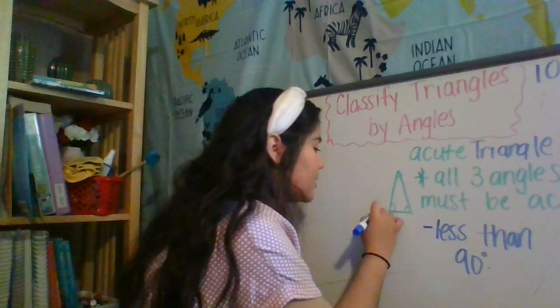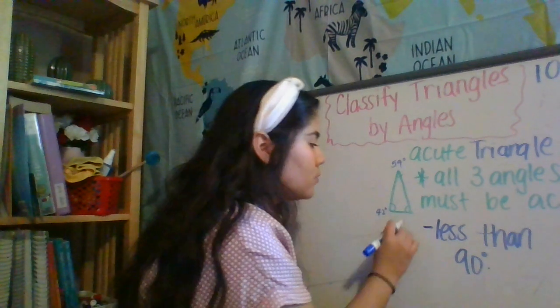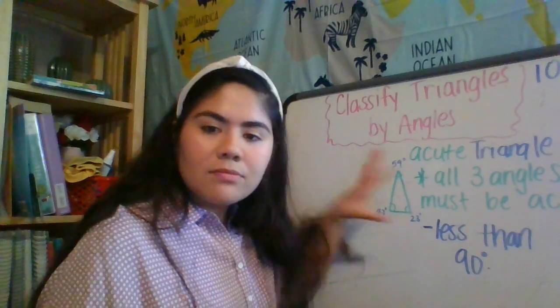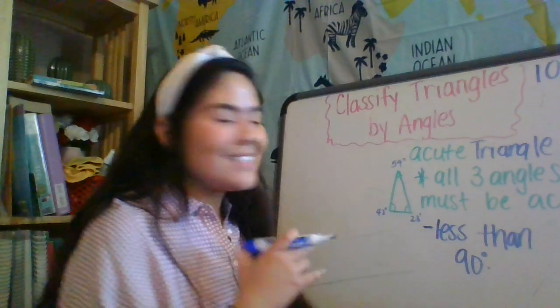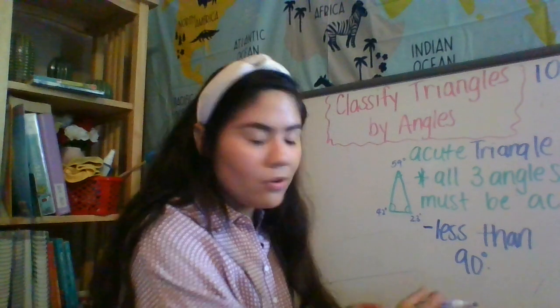less than 90. For example, this could be 42 degrees, this one could be 59, and this one could be, I don't know, 23 for all we know. That's not right, I'm just putting examples there, right? Because each of those angles is less than 90 degrees, which tells us that it's an acute triangle.